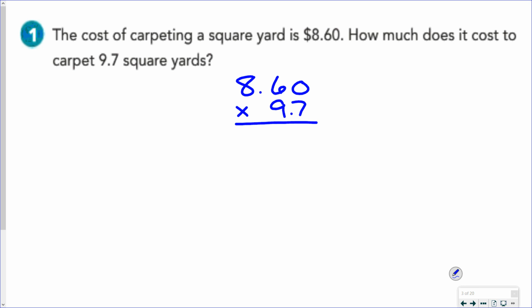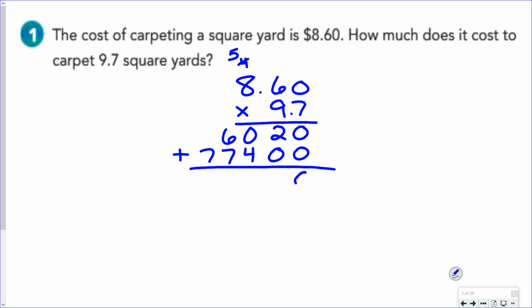Now we could solve that simpler problem once again. $8.60, that's essentially $9. 9.7 square yards is 10. 9 times 10 is 90, so we're looking at an answer close to 90. 7 times 0 is 0. 7 times 6 is 42. 7 times 8 is 56, plus 4 is 60. Start the second line with a 0. 9 times 0 is 0. 9 times 6 is 54. 9 times 8 is 72, plus 5 is 77.